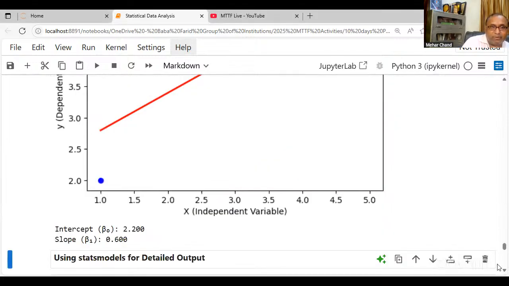When you scroll down, you see the value of beta 0. What do we mean by beta 0? This is the intercept, the value at which the line intersects the y-axis, which is about 2.2. If you extend this line, at this point it will intersect, and that is the value of beta 0, which is 2.2. Beta 1 is the slope of this line. This line is inclined, and the value of slope is 0.6.